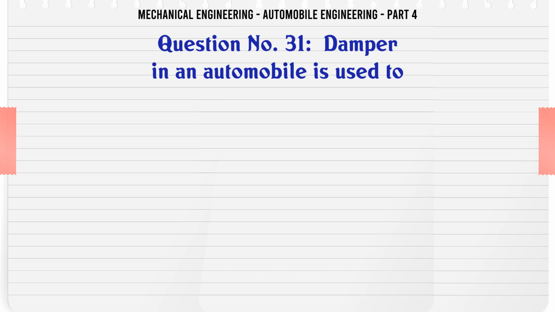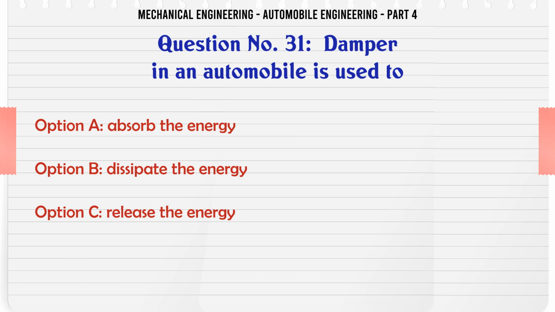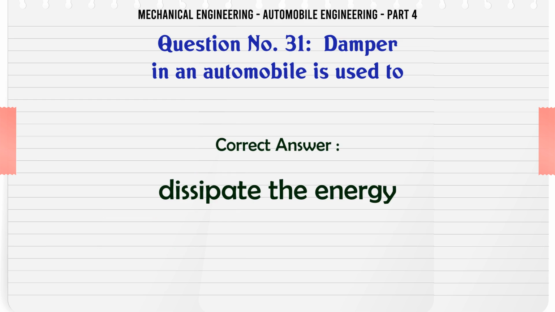A damper in an automobile is used to: A. Absorb the energy, B. Dissipate the energy, C. Release the energy, D. Increase the energy. The correct answer is dissipate the energy.